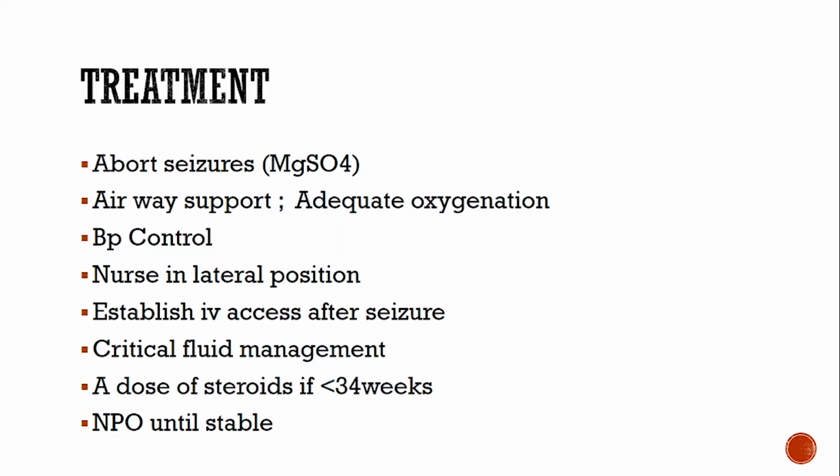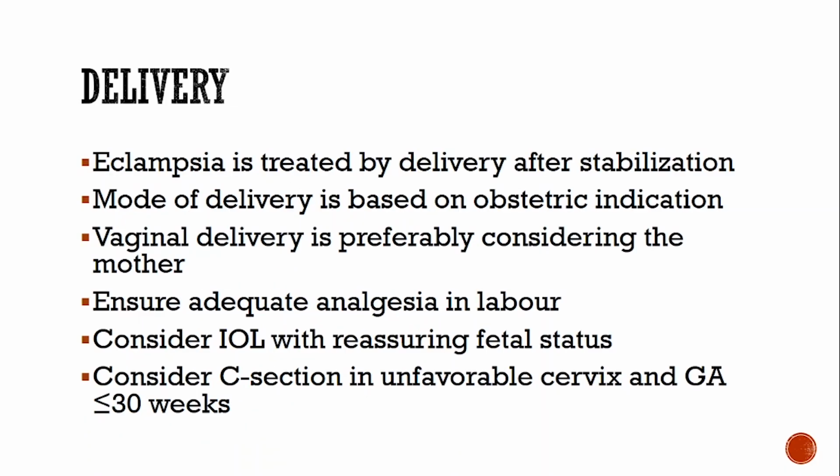A dose of steroids can be given if the fetus is less than 34 weeks, to ensure that the lung is matured, and also to prevent necrotizing enterocolitis and the intraventricular hemorrhage that can follow in preterms. It's important at this point to place the patient nil per os until the patient is able to avoid aspiration pneumonitis. Deliver this patient because it's important.